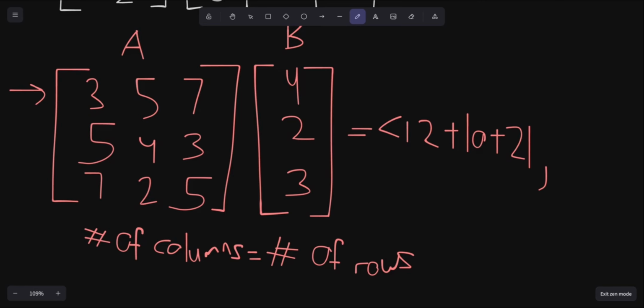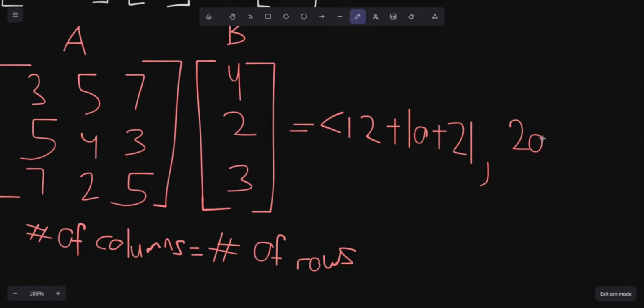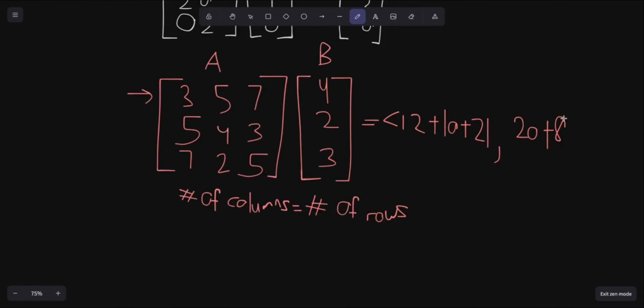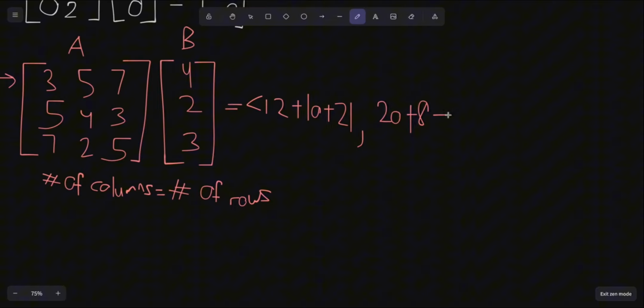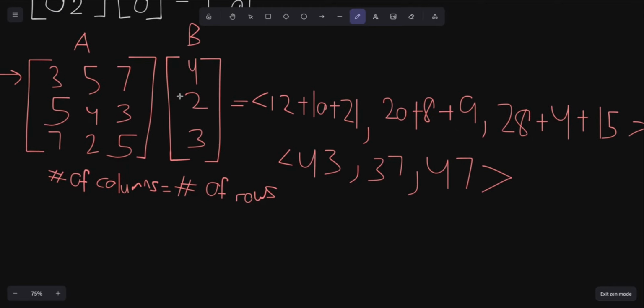All right. And so let me just continue this problem. Now I take the dot product between the second row and the first column. So that's going to be 20 plus 8, and then 3 times 3 is 9. And then the final component is going to be 7 times 4, which is 28, plus 2 times 2 is 4, and then 5 times 3 is 15. And so I can add all this up. That's going to be 43, and that's going to be 37, and 43 plus 4 is 47. Okay, so that's the resulting vector that I get from this big matrix multiplication.